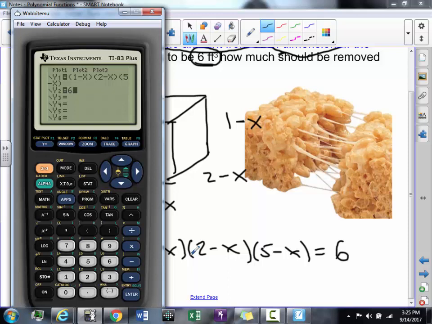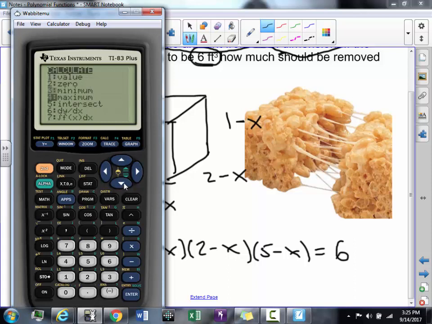Okay, so I'm going to type in this thing. This is going to be a cubic, correct? Because clearly there's 3 factors to it. We're going to make it equal to 6, and then all I've got to do is go to my graph and see where they cross. Now, here's the problem. It actually crosses in more than one spot. It clearly crosses right here and right here. So I'm going to try to intersect to try to find those.